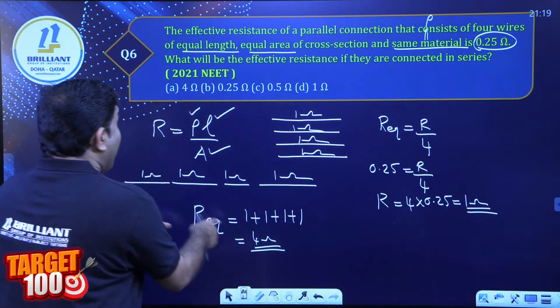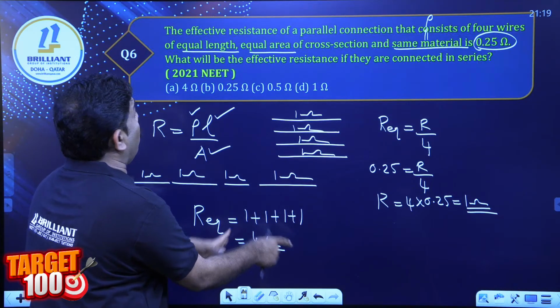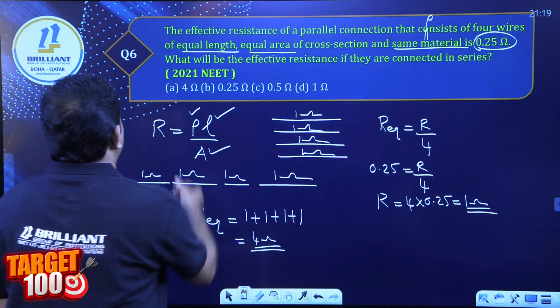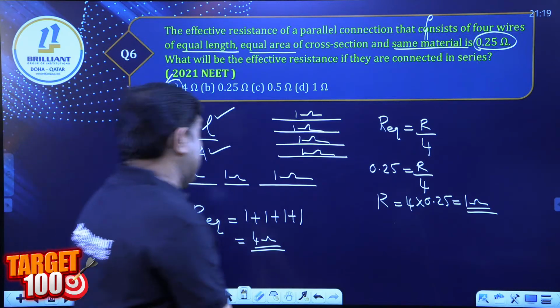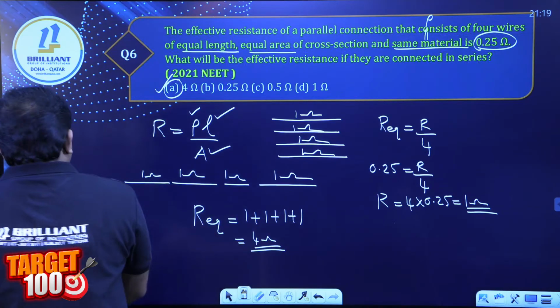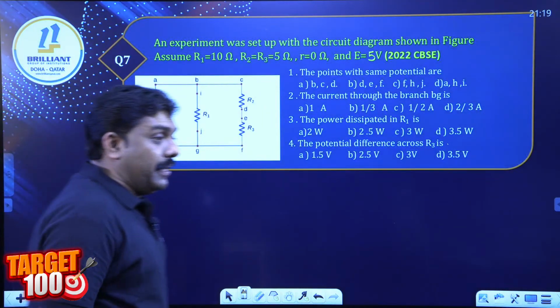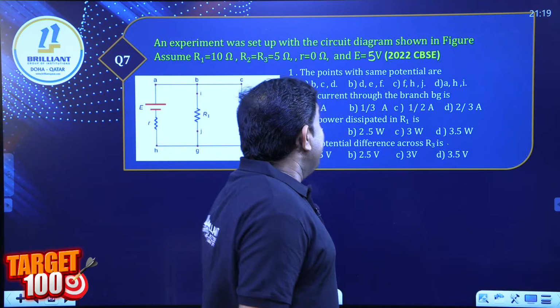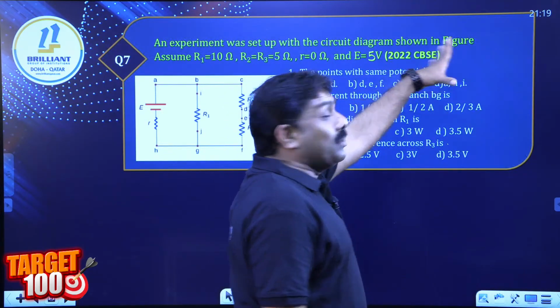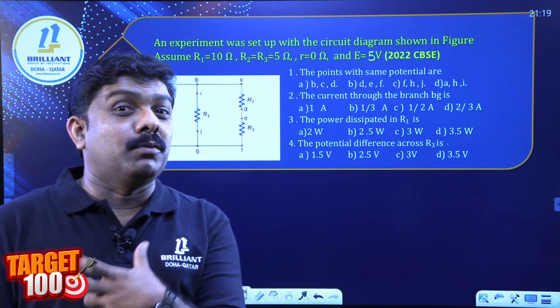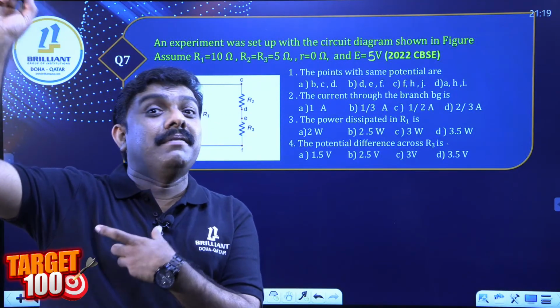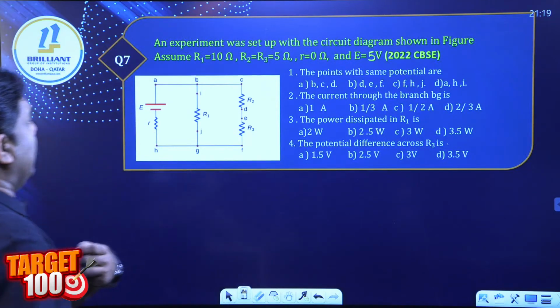Okay, now look, R equivalent is equal to 4 ohm. So the right answer here is option A. Now we are doing the next one, question 7. Question 7 is actually a 2022 CBSE question, the last year board question it is, as I told, term 1 exam question.